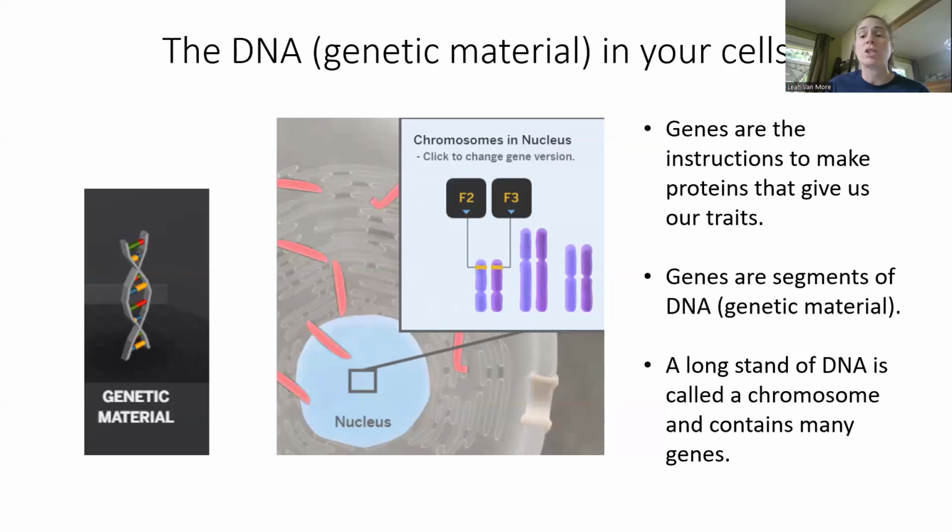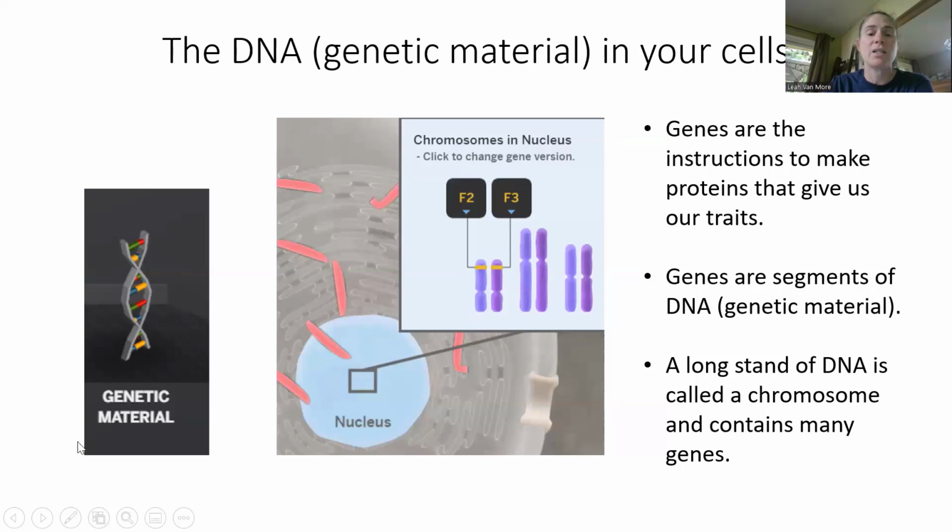Well, what genes actually are is segments of DNA, or segments of genetic material. And one long strand of DNA is called a chromosome. And that chromosome contains many genes. And by many, I mean, depending on how long it is, it could be dozens, but it could also be hundreds. And so this purple thing here, that is one long strand of DNA, and that is called a chromosome.